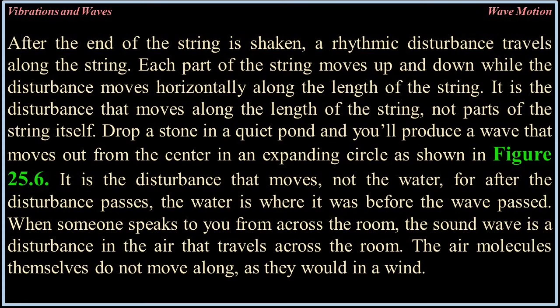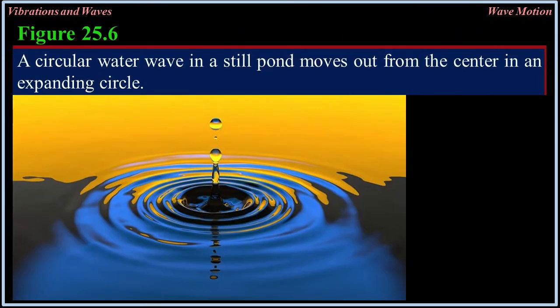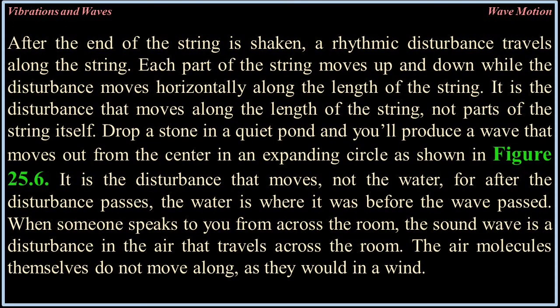It is the disturbance that moves along the length of the string, not parts of the string itself. Drop a stone in a quiet pond and you'll produce a wave that moves out from the center in an expanding circle, as shown in figure 25.6. It is the disturbance that moves, not the water. For after the disturbance passes, the water is where it was before the wave passed.